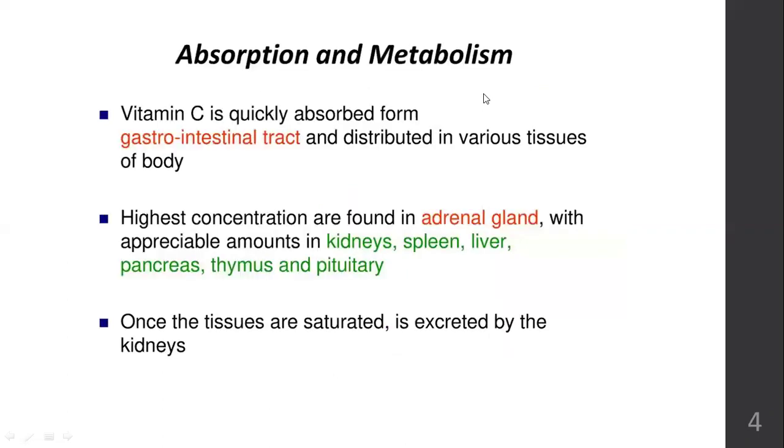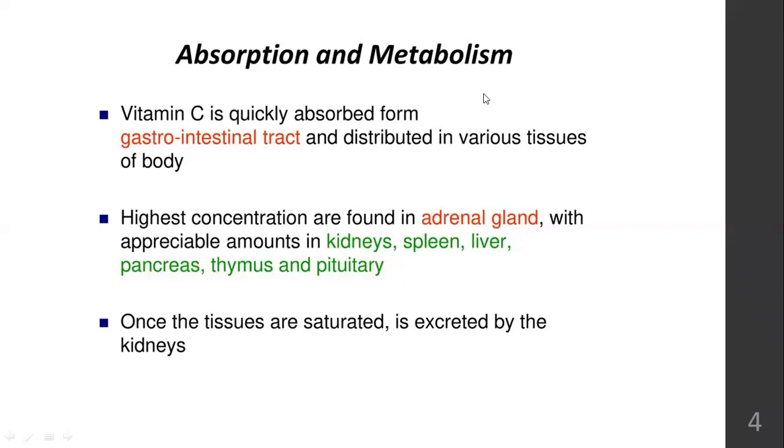So vitamin C is quickly absorbed from the gastrointestinal tract, that is your small intestine, and distributed into your body immediately. Highest concentration of vitamin C, I mentioned earlier, is found in your adrenal gland. Okay, these questions can come. In which part of your body is the highest concentration of vitamin C? That is the adrenal gland. Because when you are stressed, the adrenal gland will use the vitamin C to form corticosteroid hormones to manage your stress.